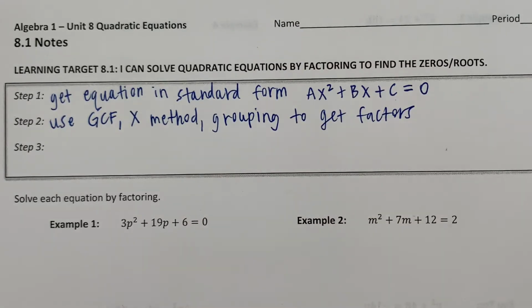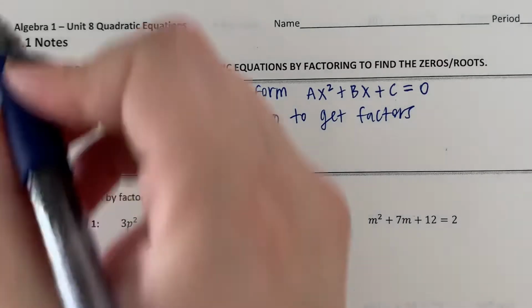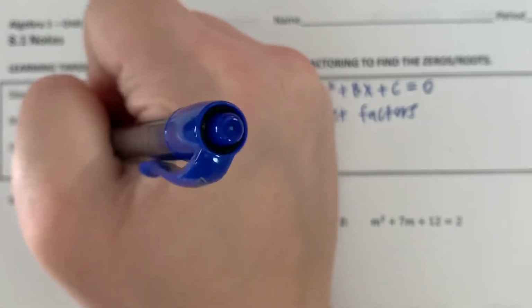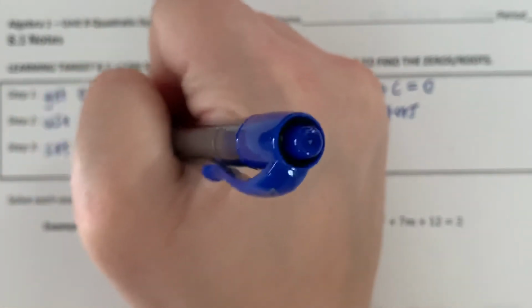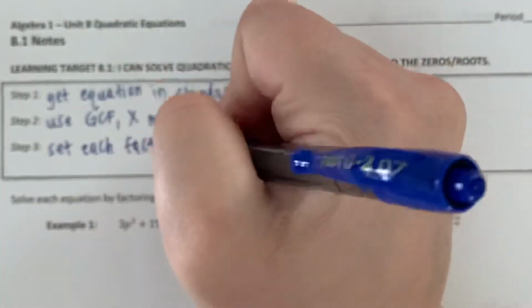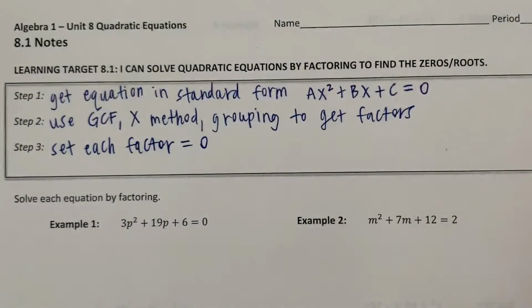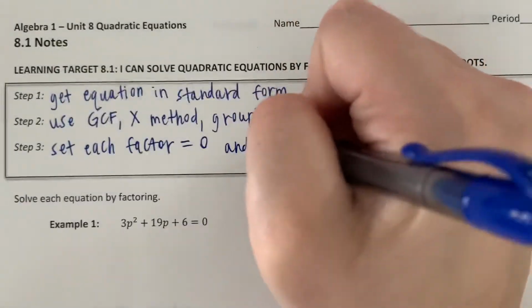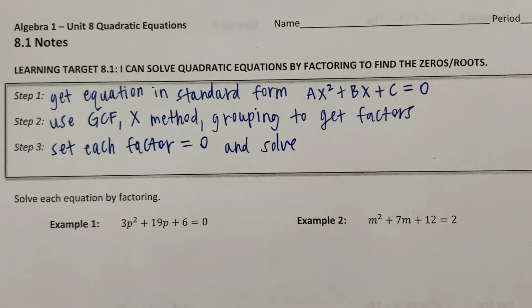And then once you have your factors, in step 3, the new piece is that we're going to set each factor equal to 0. Set each of our factors equal to 0, and we'll solve. So we'll be solving for X equals will be your answer today. Let's see what this looks like.